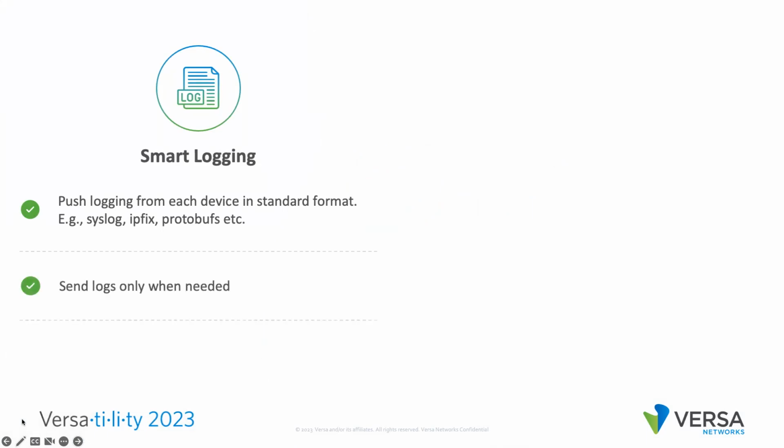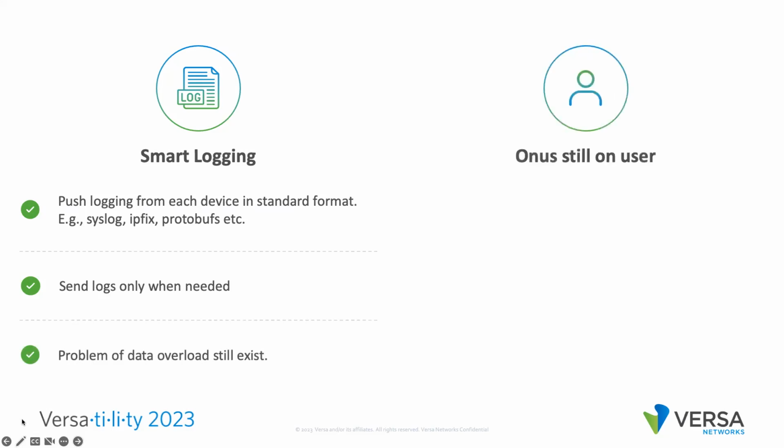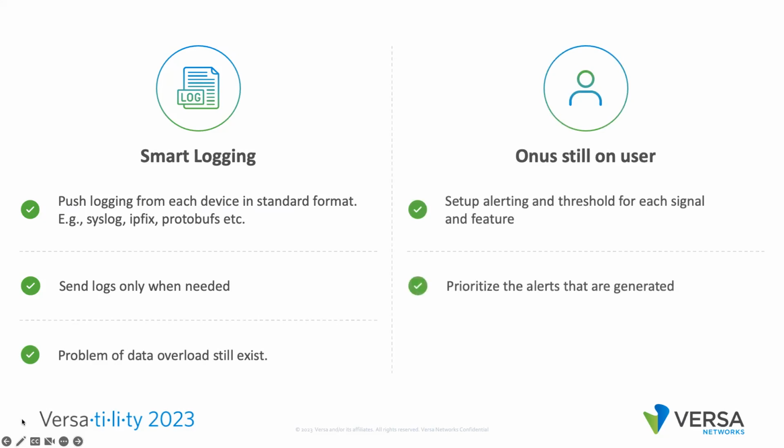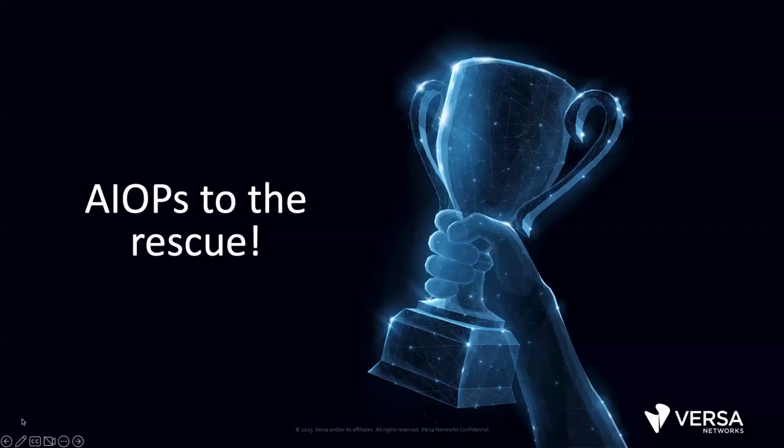So if we are trying to monitor network bandwidth, in a typical SNMP scenario, you would keep on polling the same interface for the bandwidth data every few minutes. But with the logs that we have, for example, in Versa Analytics, the logs will be generated only when there's traffic being sent on that particular interface, right? But the problem of data overload still exists, and the onus is still on the user. They need to set up alerting and thresholds for each signal and feature, and they need to prioritize the alerts that are generated, right? So now AIOps comes to the rescue.